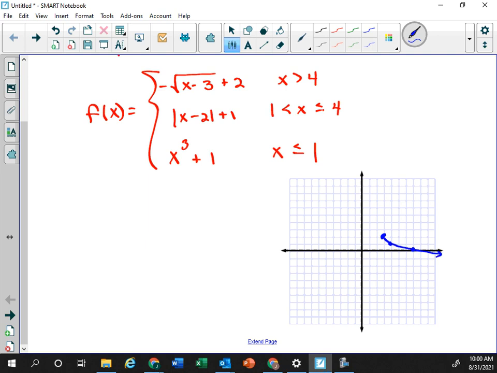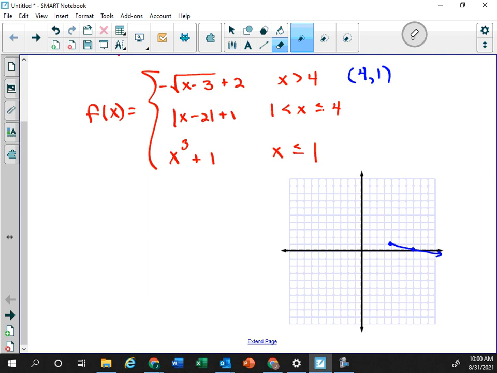But I don't want the entire thing, do I? No, I want to start at 4. So if I've already got it on my graph, but you could certainly plug the 4 in and go, okay, 4 minus 3, that's 1. Square root of that is 1. Opposite would be negative 1 plus 2 is 1. So I've got the point 4, 1. So I know I don't need this, but I do need this guy down here.